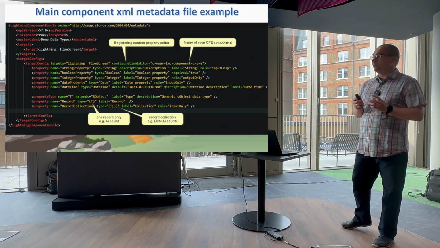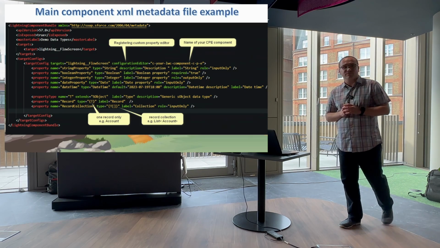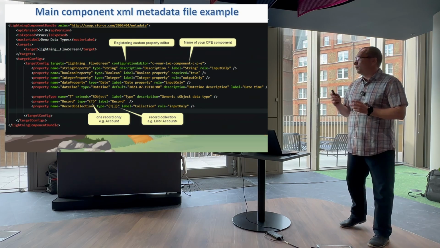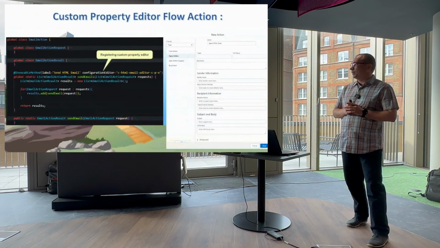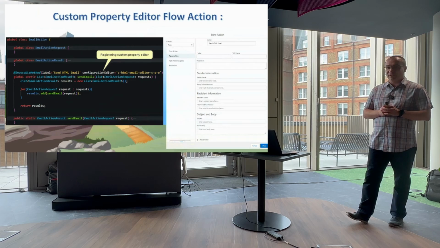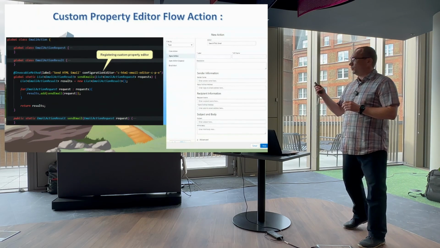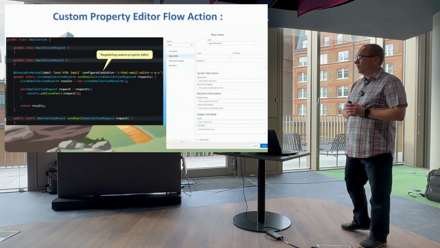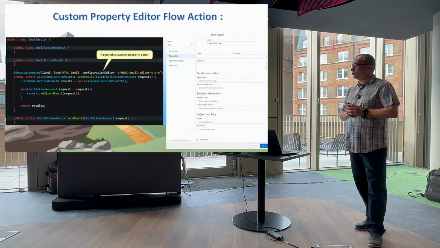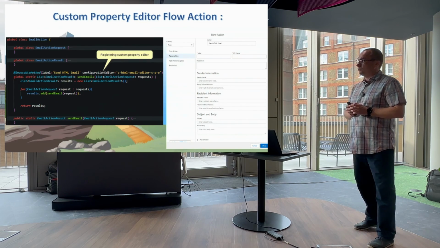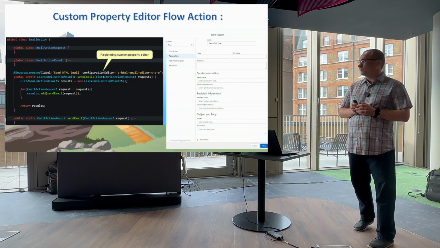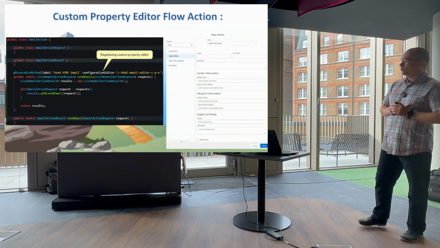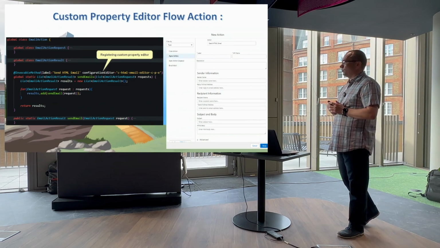Can we use CPE somewhere else? Does anybody know? We can also use CPE in a flow action or Apex action. And the registering process is very similar to Lightning Web Component. You're just adding an attribute. The difference is you're adding that configurationEditor attribute into the invocable method annotation. And on the right-hand side, you can see an example of how this custom editor will look.